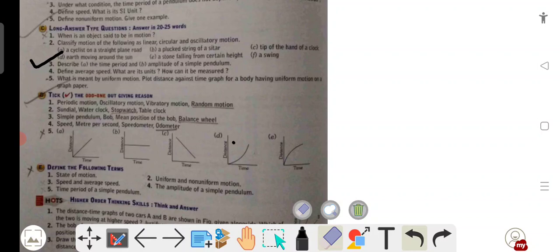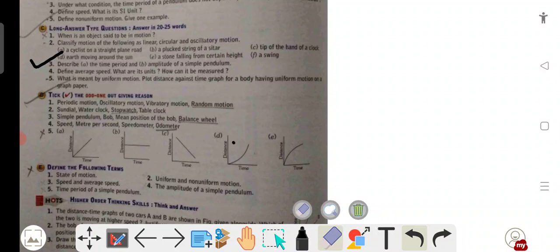Now question number D3: simple pendulum, bob, mean position of the bob, balance wheel. Simple pendulum, bob, mean position of the bob are related, but balance wheel is not related here. So balance wheel is the odd one.